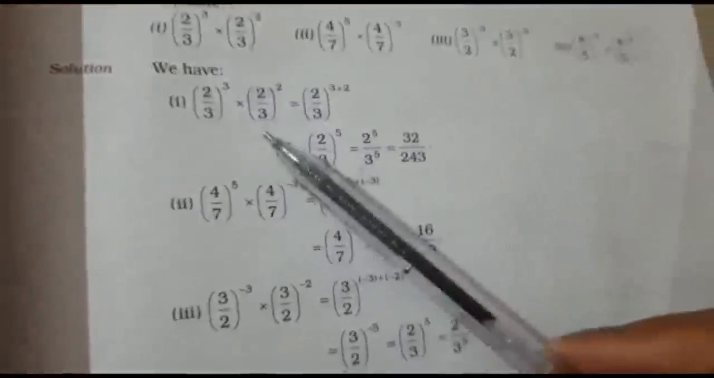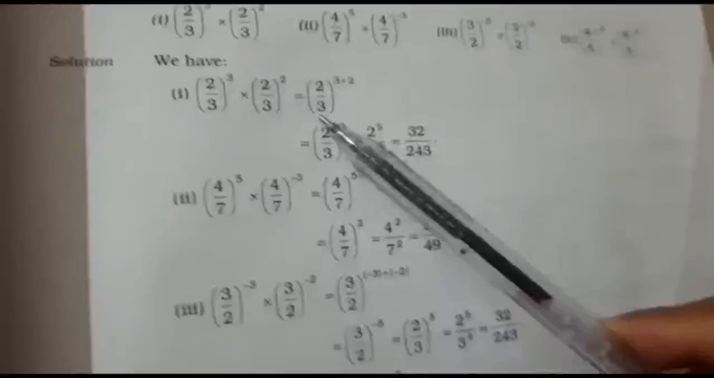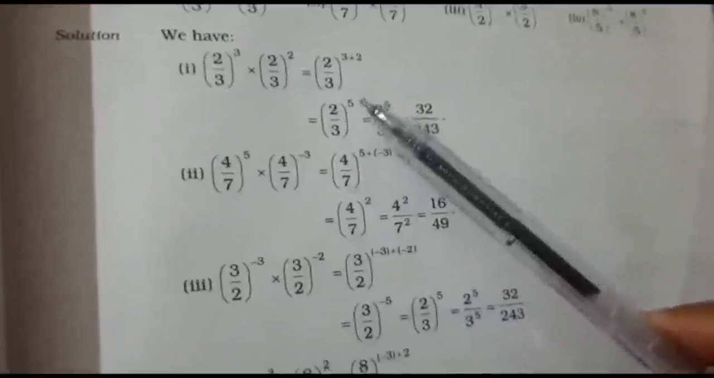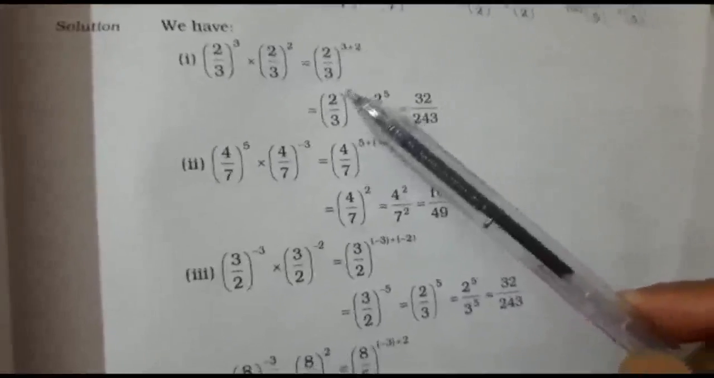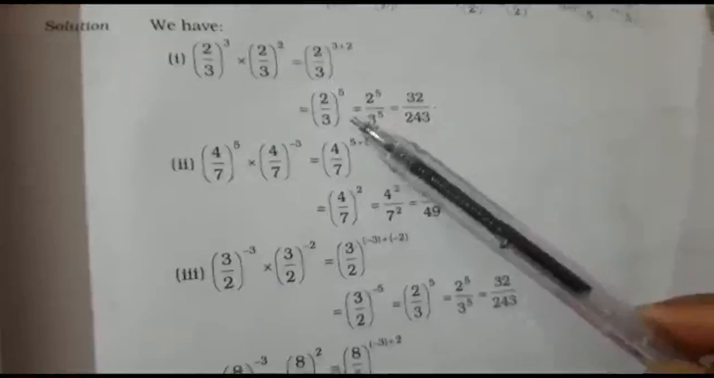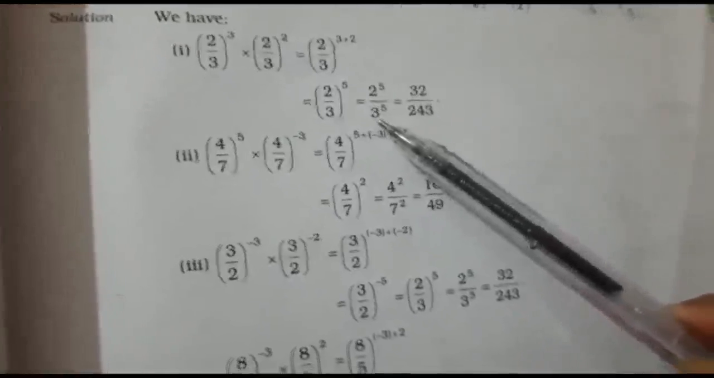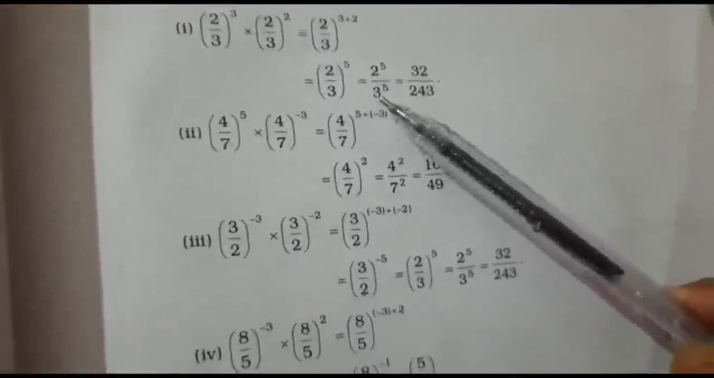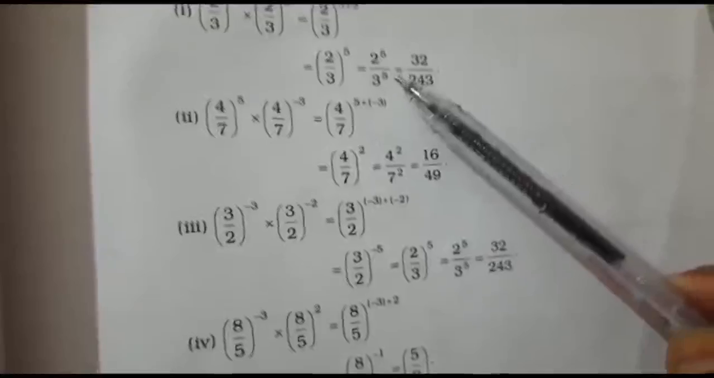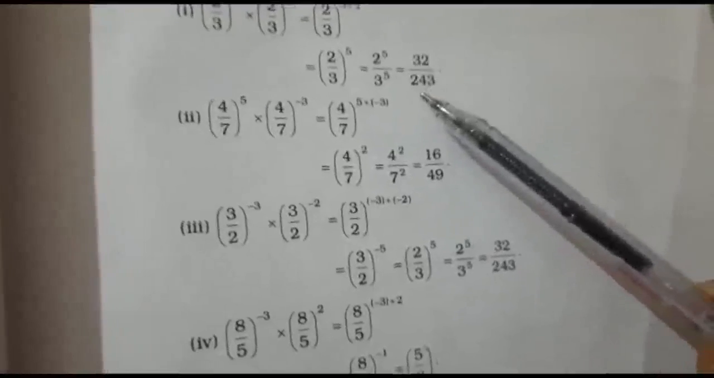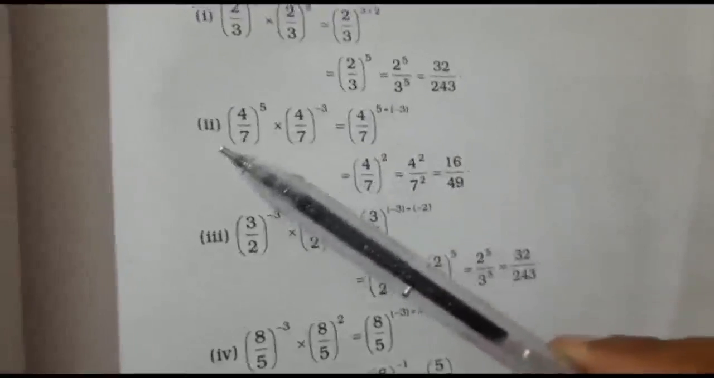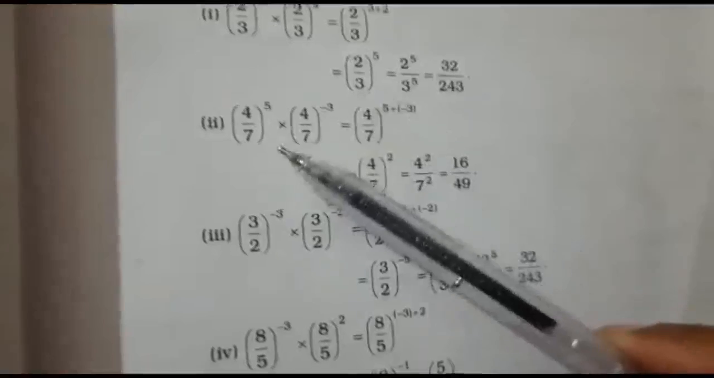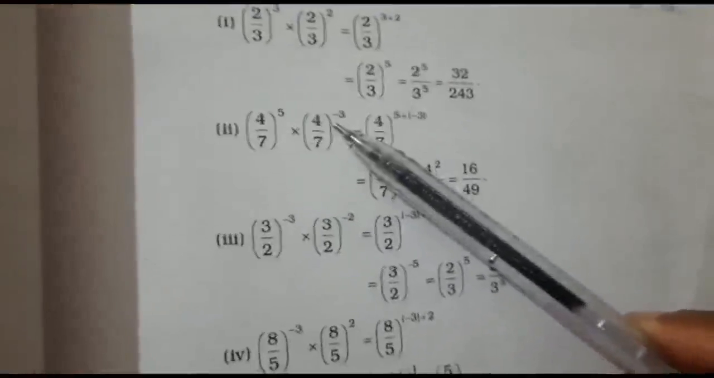Now see the first example. So it becomes (2/3) raised to the power 3 plus 2. That is (2/3) raised to the power 5. Now here we cannot leave the answer in this form. That is 2 raised to the power 5 upon 3 raised to the power 5. We will multiply 2 five times and 3 also five times. So it is equal to 32/243. Same is in the second one. (4/7) raised to the power 5 into (4/7) raised to the power minus 3.